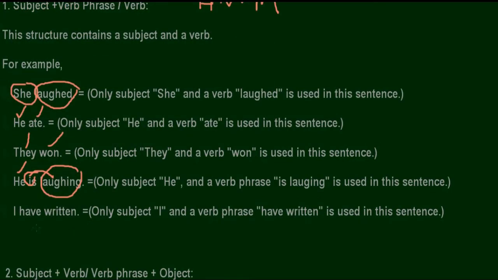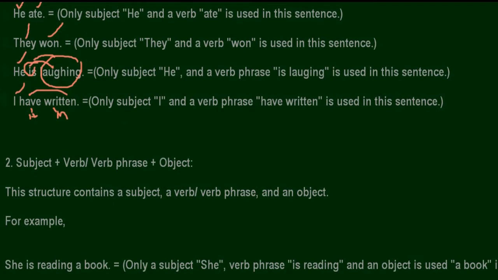The fourth one I have written. So I is a subject, have written is a verb phrase. It has a helping verb and a main verb. So I hope it is clear. So that was all about the first structure.